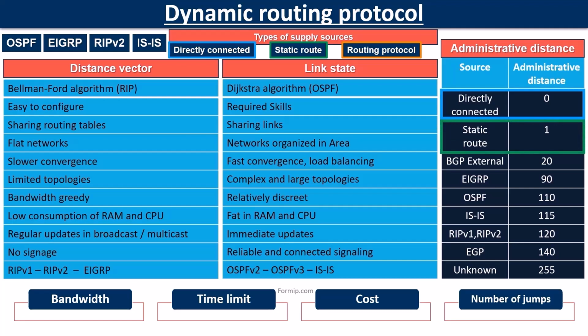A static route has a default administrative distance of 1. This means that if you set up a static route, it will be given priority over all routing protocols, except if the destination network is directly connected to the router. And each routing protocol has its own default administrative distance. For example, the administrative distance of the routing protocol RIP is 120.